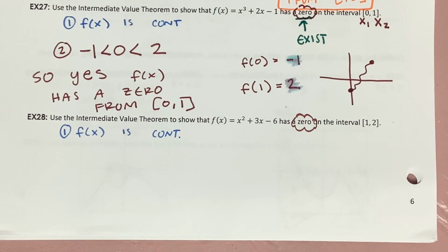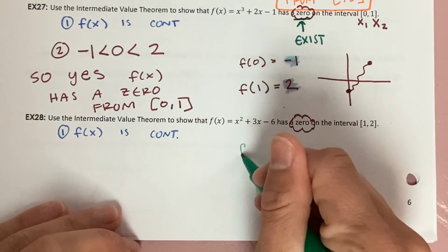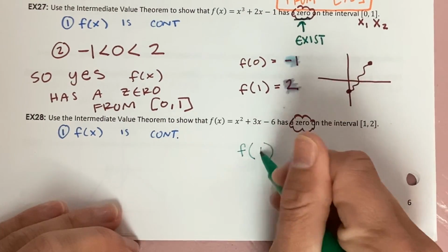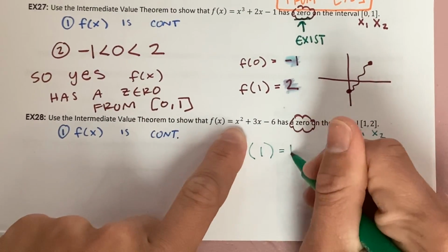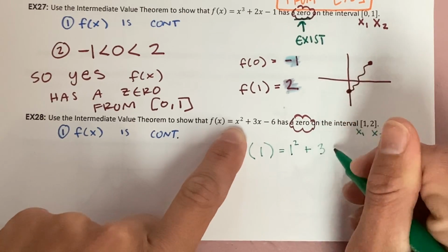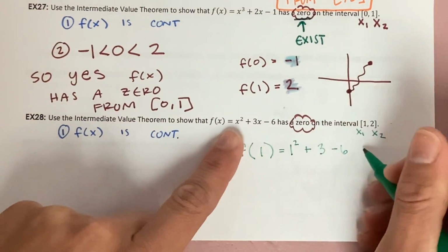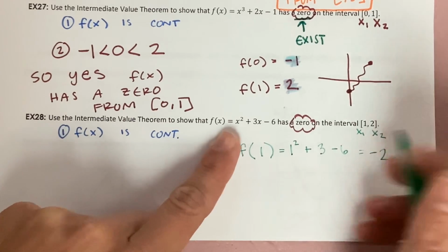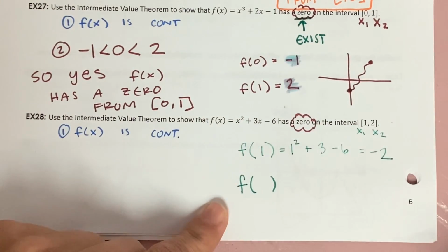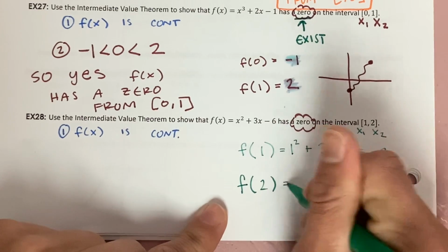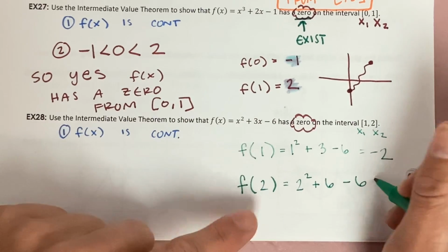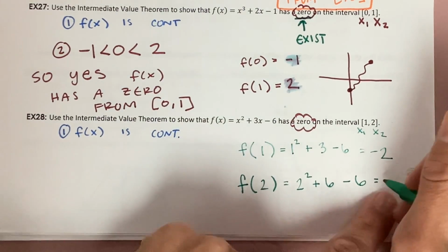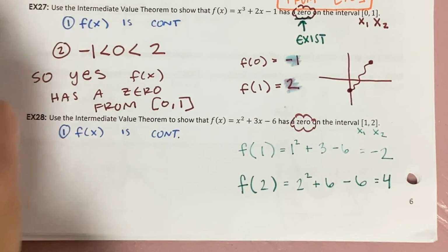All right, the next thing we need to do is figure out our y values. So what is one of the x's that I'm going to plug in? 1. All right, this is x1, this is x2. When I plug 1 in here, I get 1 squared, which is 1, plus 3 times 1, which is 3, minus 6. So what's 1 plus 3 minus 6? Negative 2. All right, what's the other x value you're going to plug in? 2. So I get 2 squared plus 3 times 2, which is 6, minus 6. So what's 2 squared plus 6 minus 6? 4. All right, so these are my y values.